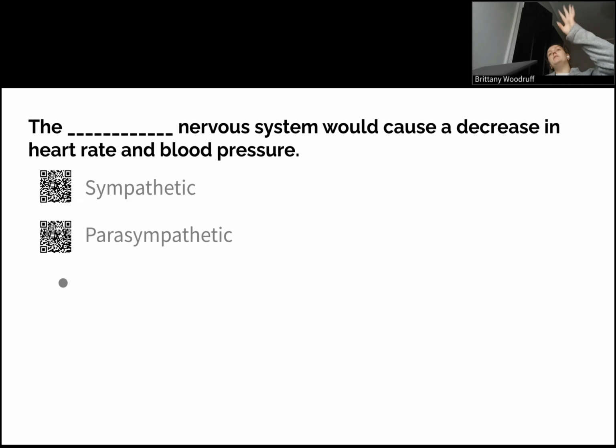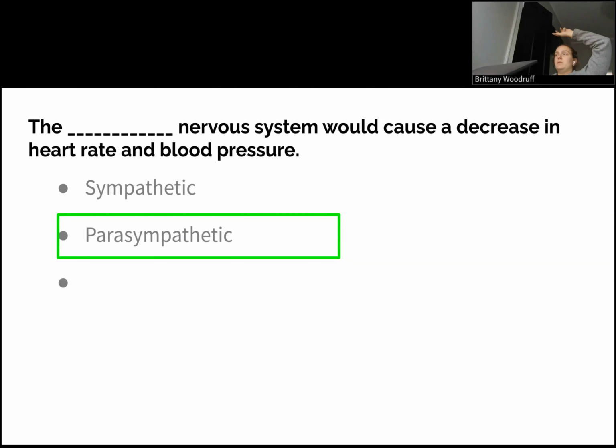Yeah, so your parasympathetic nervous system is going to cause a decrease in heart rate and blood pressure, right? At that moment in time, you are not thinking about fighting that bear, okay? Your sympathetic nervous system, stress. Parasympathetic, opposite of the sympathetic. That's it.